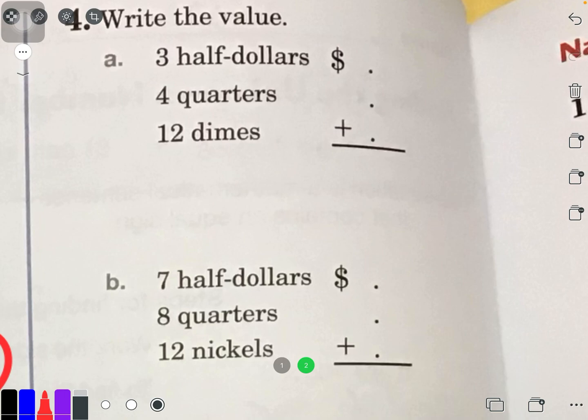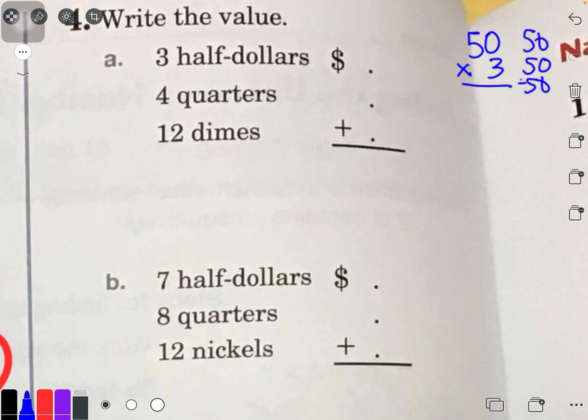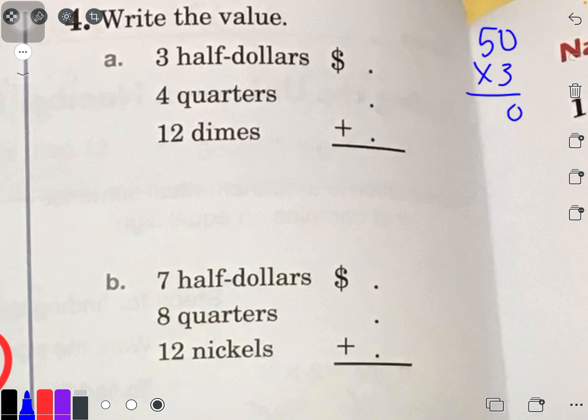Write the value. Half dollars. Half dollars are 50 cents, but I've got 3 of them. Okay, so here's what a 4th grader would do. If a 4th grader has half dollars, or 50 cents, and has 3 of them, I would multiply. Because I don't want to do 50 plus 50 plus 50. I mean, you can, but the 4th grade way of doing it would be 50 times 3. That's not 150, it's $1.50. Okay, that's why they have the decimal there for you.